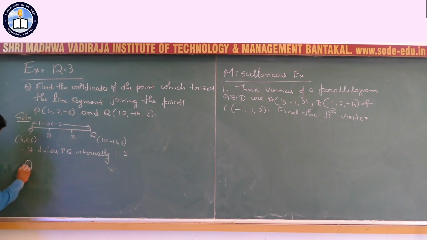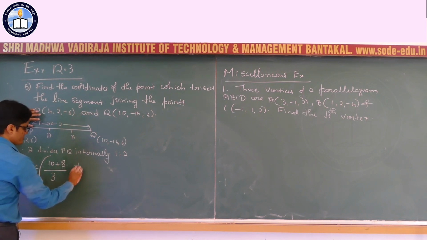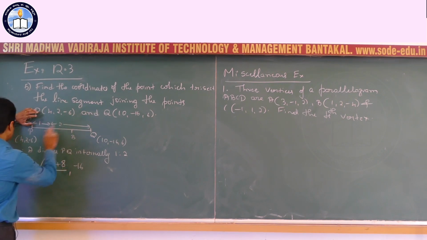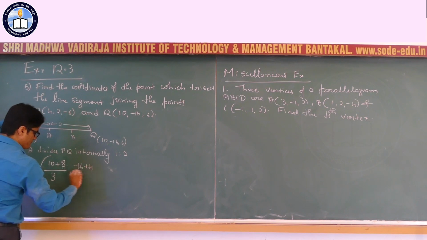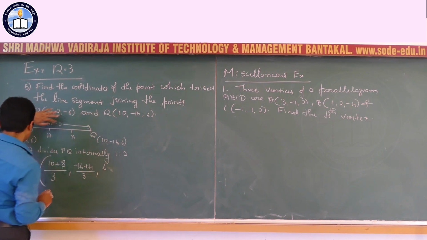Therefore, what are the coordinates of A? Using the section formula, (1 into 10 plus 2 into 4) divided by 1 plus 2, that is 3. Then (1 into 10 plus 2 into 4, 1 into minus 16 plus 2 into 2, 1 into 6 plus 2 into minus 6) by 3.